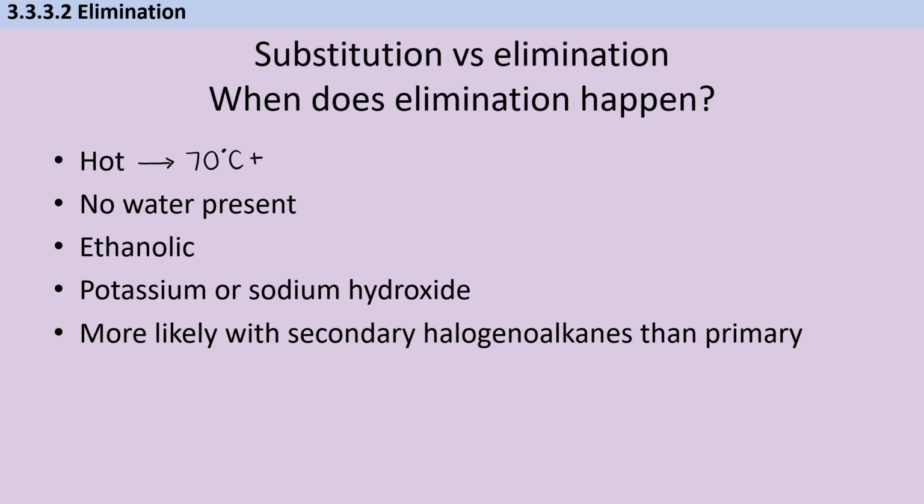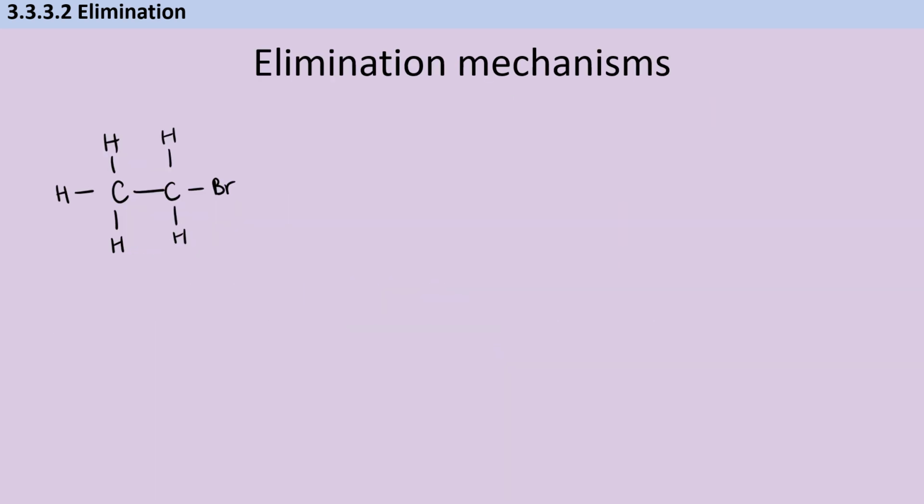Substitution takes place in aqueous conditions, whereas for elimination to take place, there needs to be no water present. Both reactions require the halogenoalkane to be dissolved in ethanol, and both of them are going to require the presence of some hydroxide ions, so either potassium or sodium hydroxide. The other thing is that whereas primary halogenoalkanes are more likely to undergo substitution, secondary halogenoalkanes are more likely to undergo elimination.